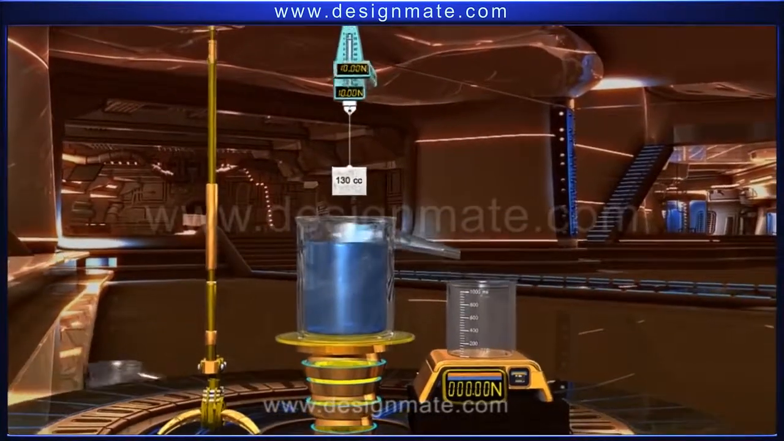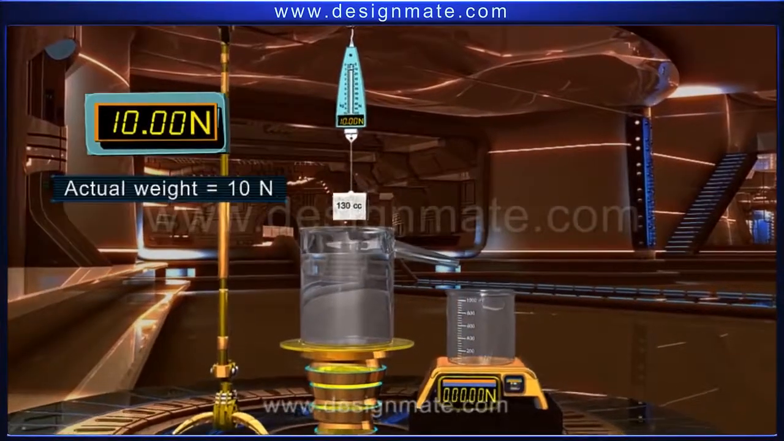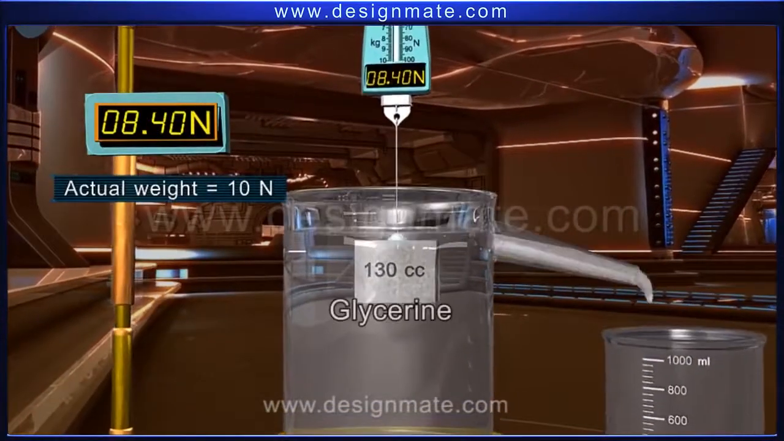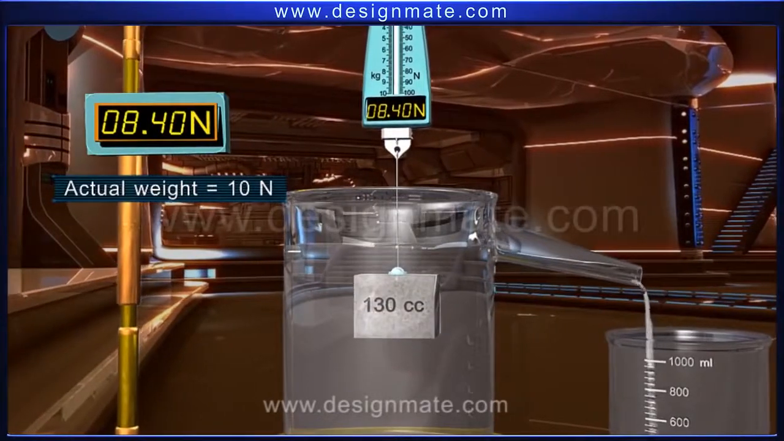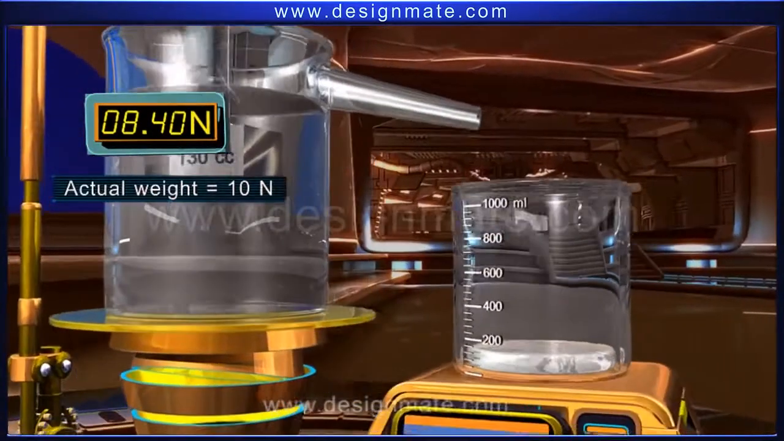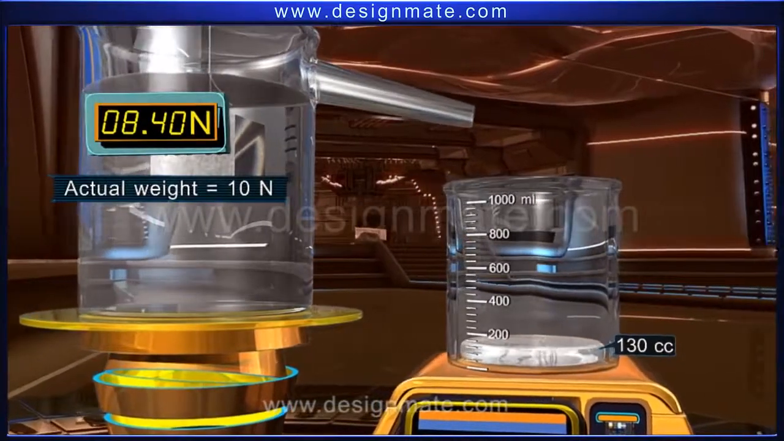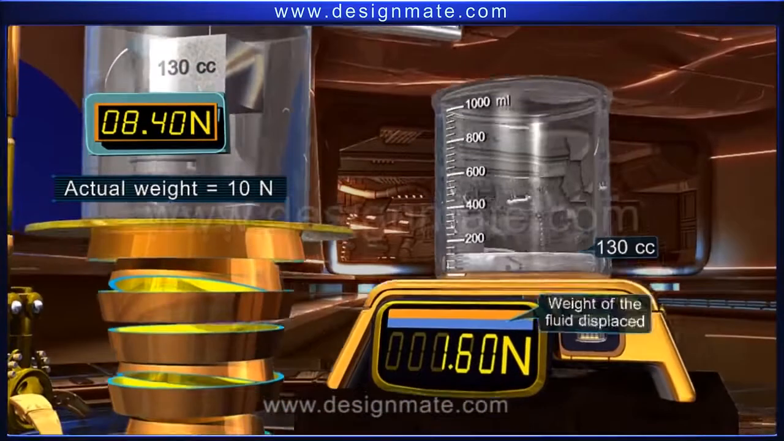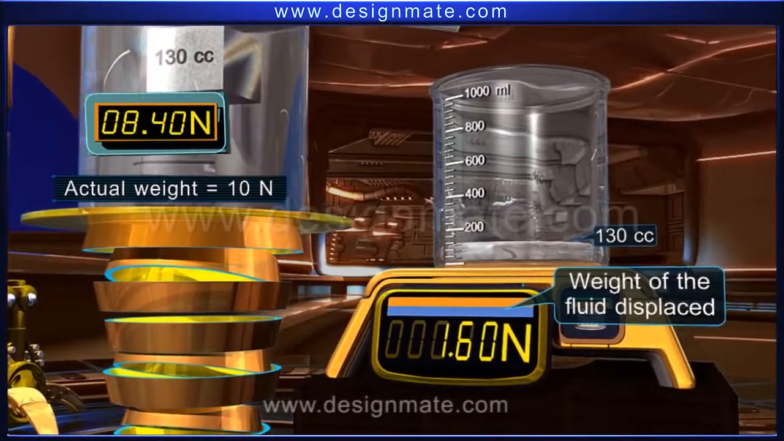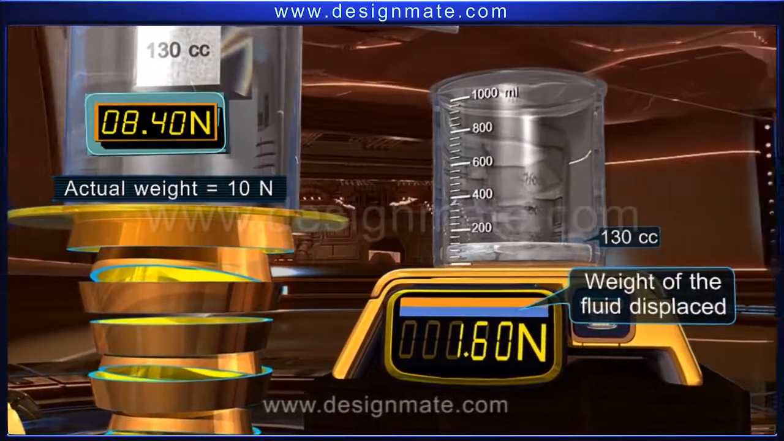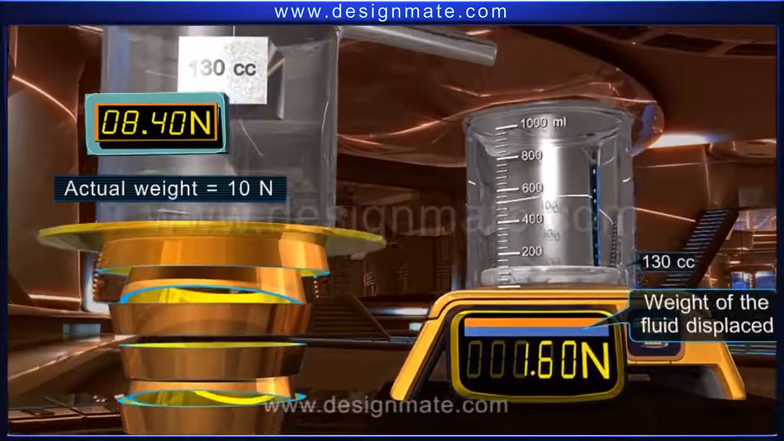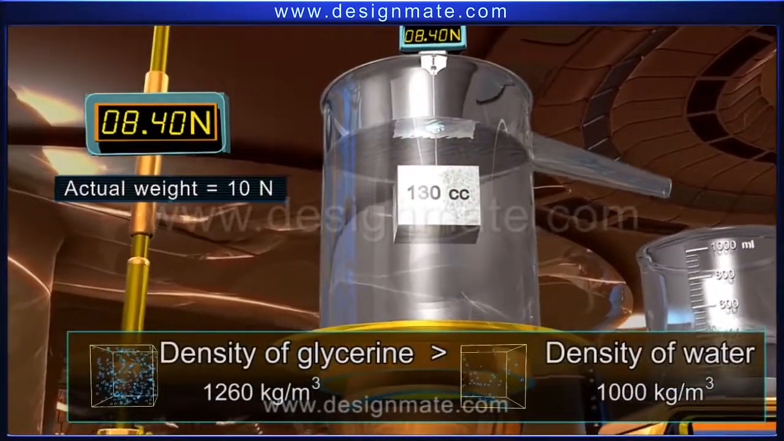Let us confirm by repeating the activity using a different liquid. Say glycerin. Note that although the object again displaces 130 cubic centimeters of liquid, this time the weight of the displaced liquid is 1.60 Newton, which is more than before. This is because the density of glycerin is more than that of water.